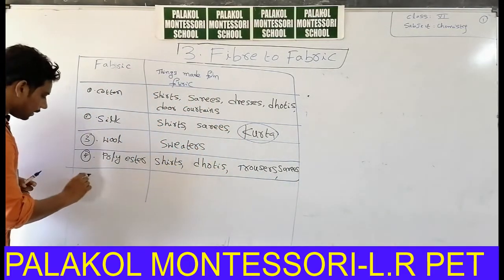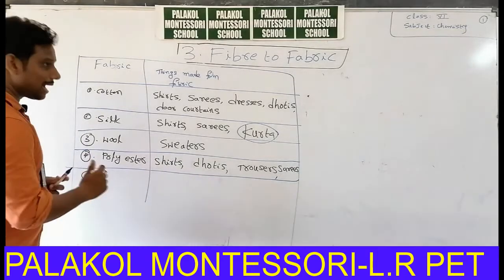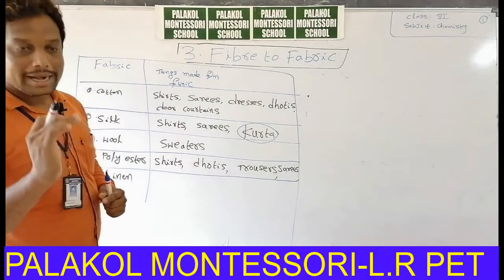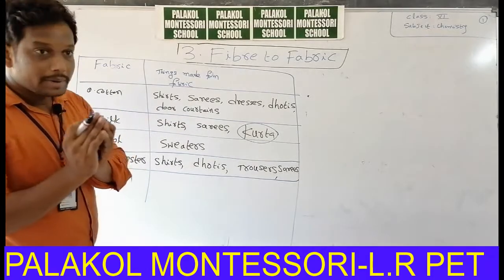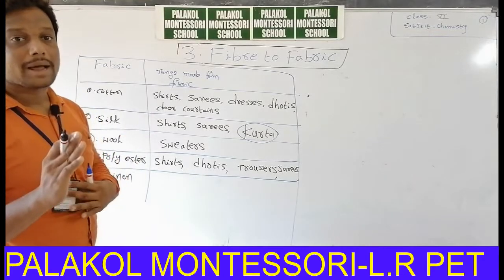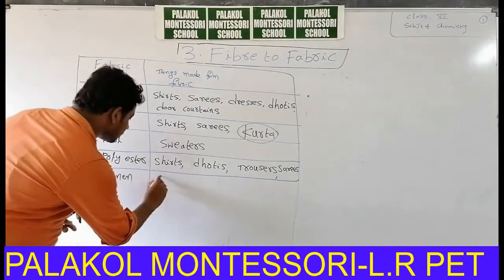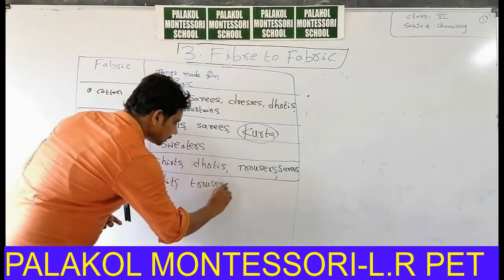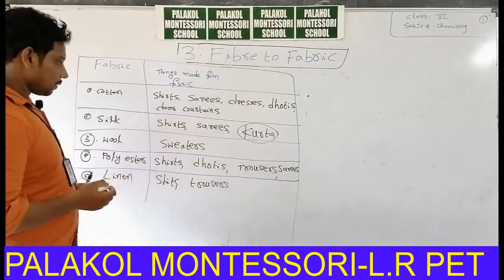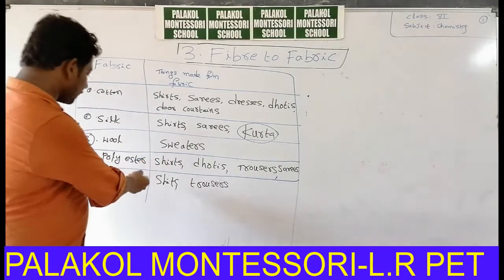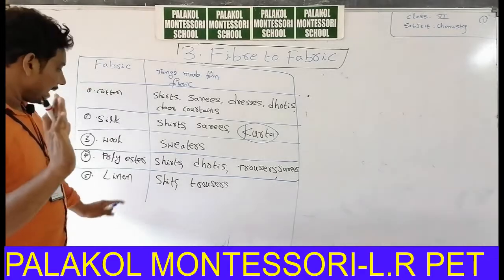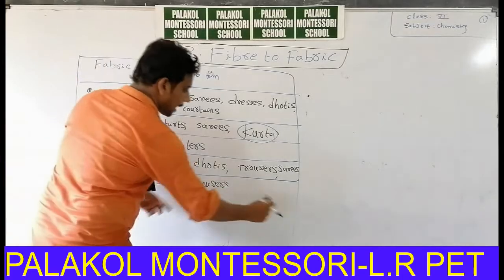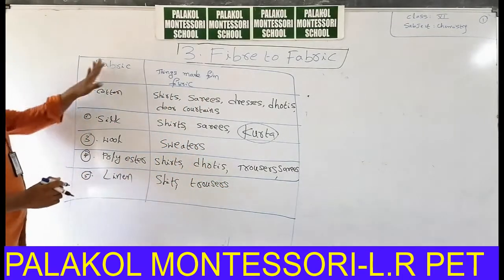Next, we are only left with another one, linen. Things made from linen fabric are shirts, trousers. We can prepare dhotis, okay, with linen fabric we can prepare shirts and trousers. Trousers, nothing but pants. These are the things made from different types of fabrics.